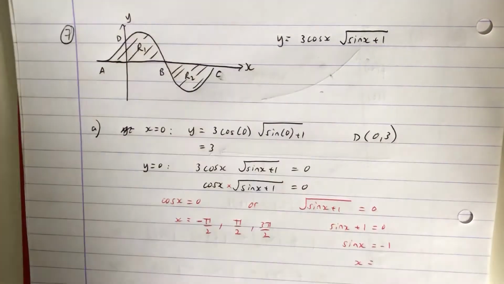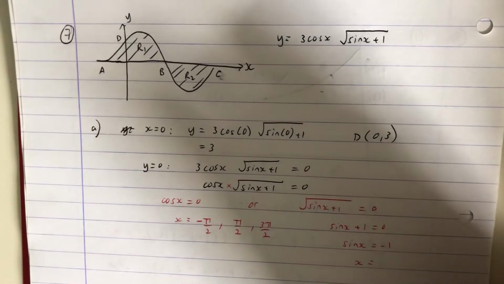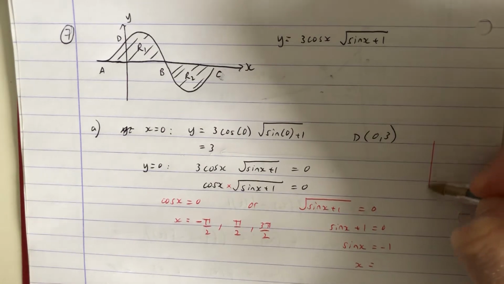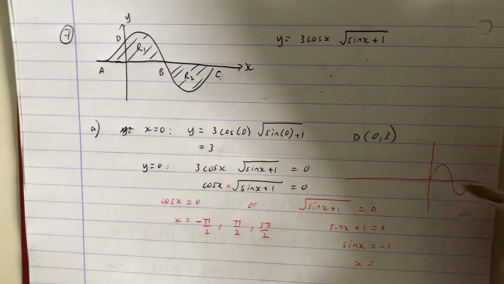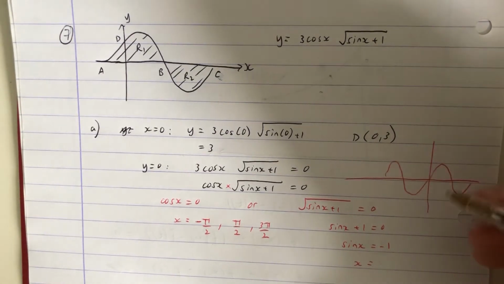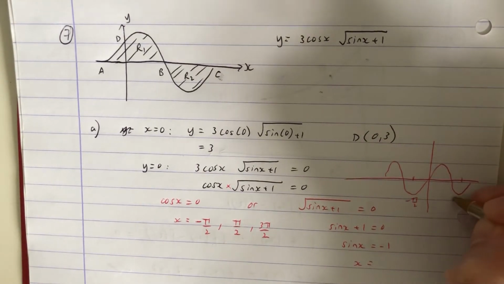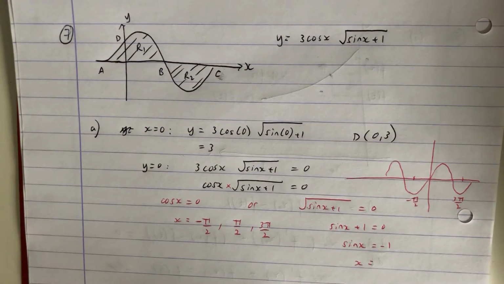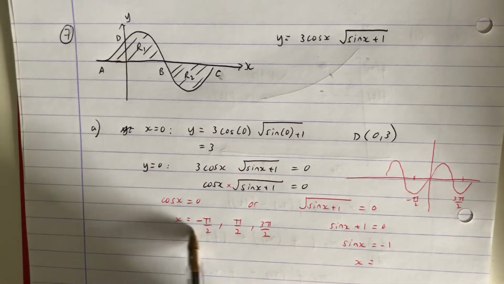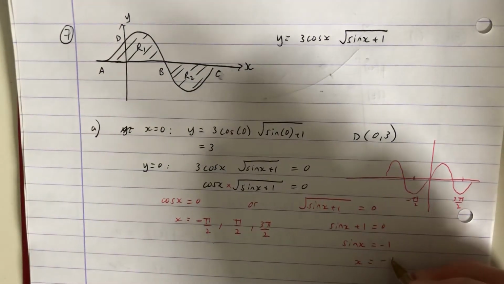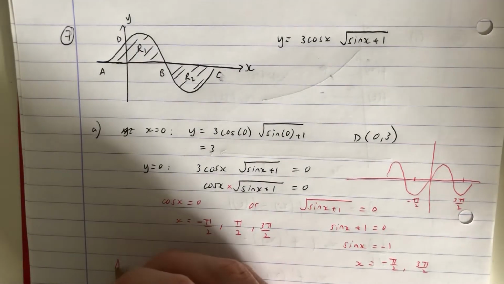And when sine is -1, what do we get when sine is -1? I'm going to quickly draw a sketch. So there and there, so that would be minus pi by 2, 3 pi by 2. So based on that, the first negative value is minus pi by 2, so A would have to be minus pi by 2.